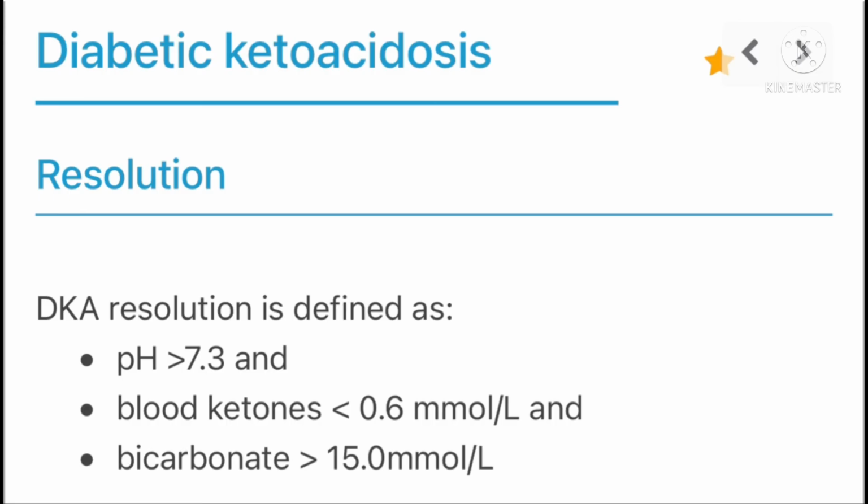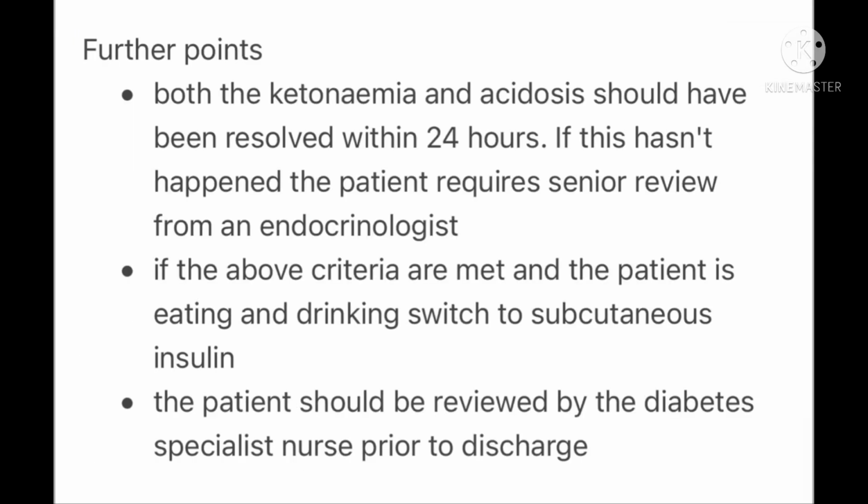Next one is the criteria for resolution of DKA. The pH should be more than 7.3. Blood ketones less than 0.6 and bicarbonate more than 15. So you have to check in the serum, you have to do VBGs, you have to do urine analysis for ketone bodies, and you have to check the bicarb level as well. Next, if the ketonemia and acidosis do not resolve in 24 hours, you have to inform the specialist or consultant. And once the patient is vitally stable and starts eating, then you will stop the insulin infusion and convert to subcutaneous insulin.